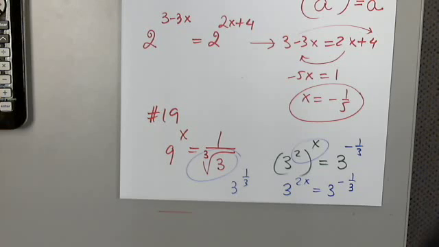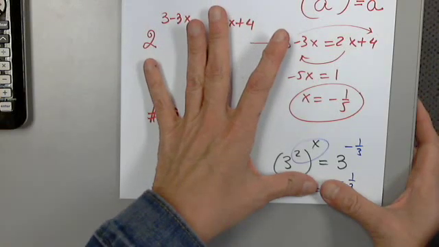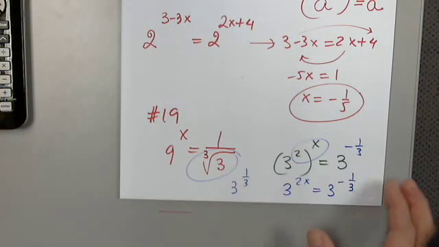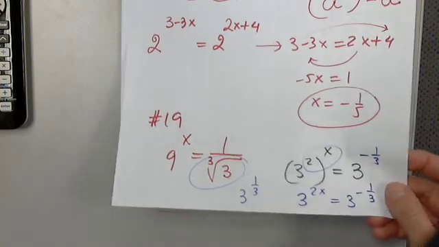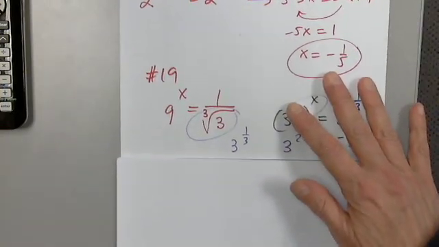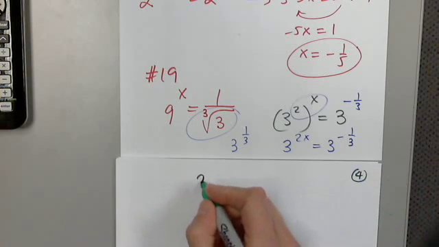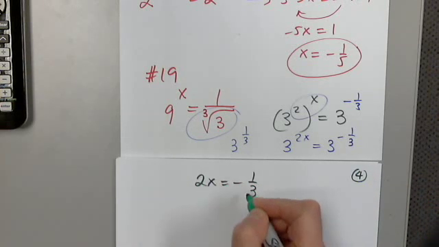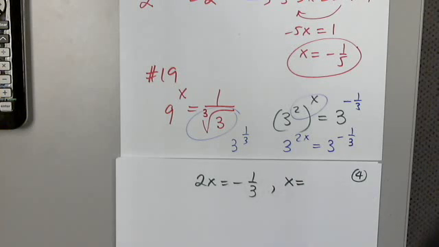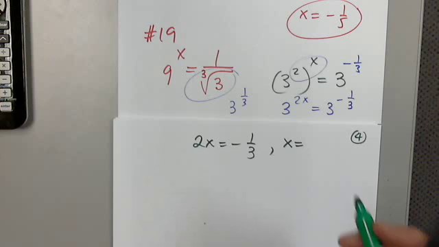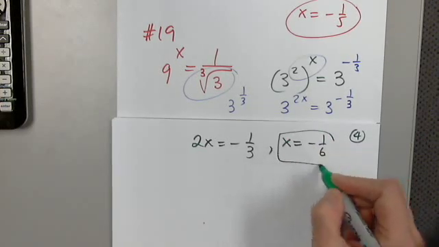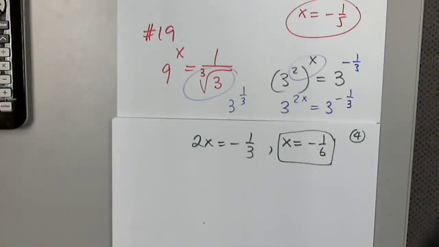I'm back to the simple situation. Two numbers are equal and they have the same base. What has to happen to their exponents? Awesome. Thank you. So 2x must equal negative 1/3. What do I do to both sides to get the solution? Very good. So I get negative 1/6. This is it.